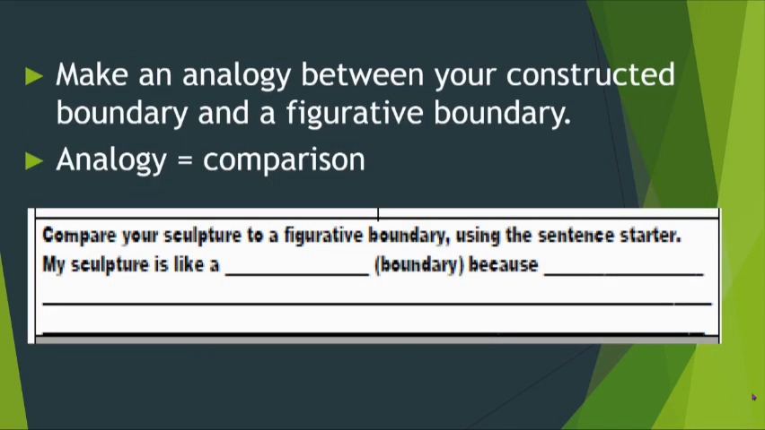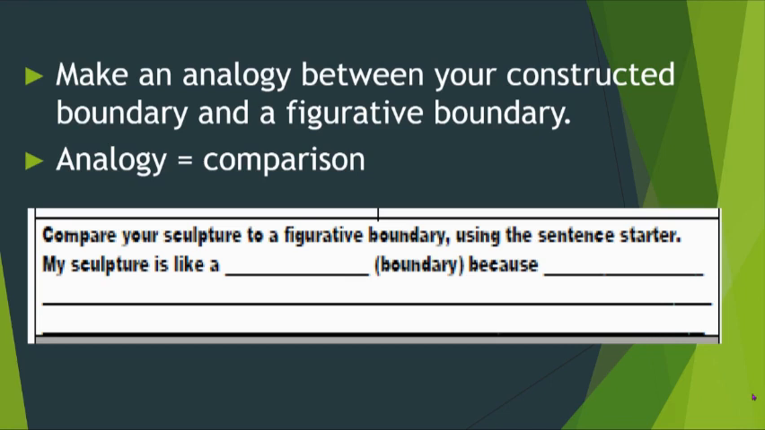Now make an analogy between your constructed boundary, that sculpture that's still present on your table, and a figurative boundary, the things we just talked about. An analogy is just a comparison. So you have a sentence frame. My sculpture is like a blank boundary because, and then tell me why.